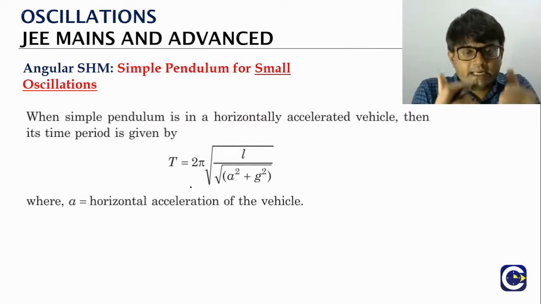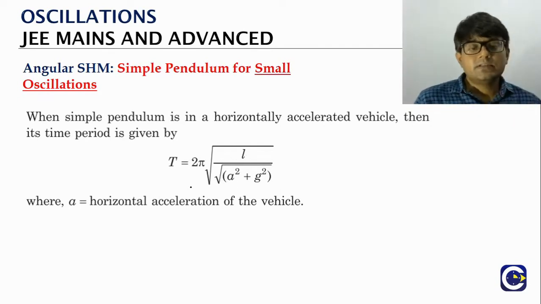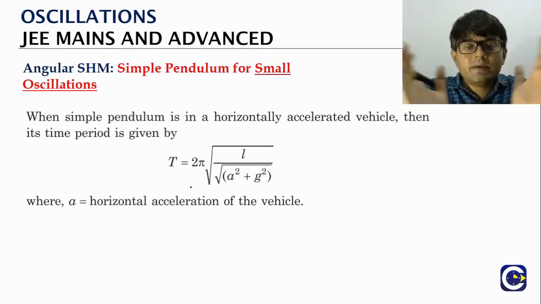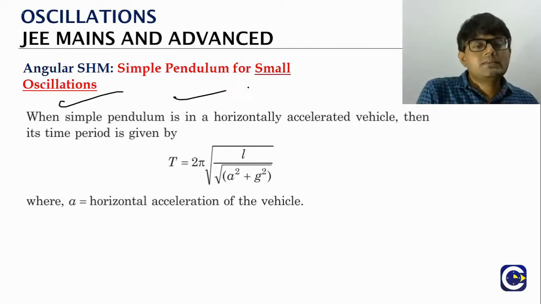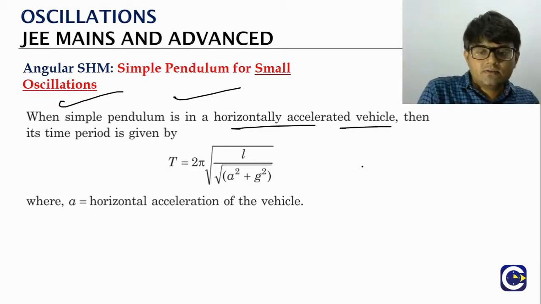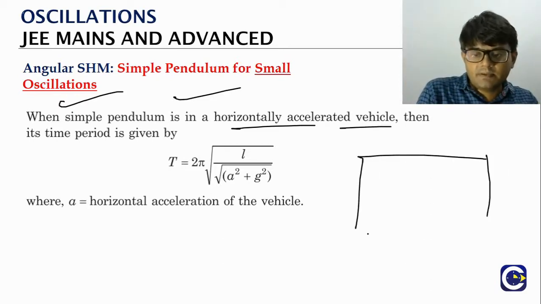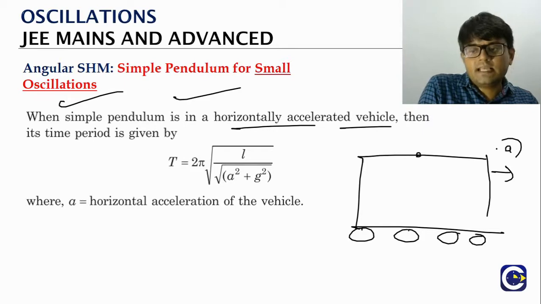Okay. Now, we can also have cases where the net acceleration of the bob can be changed by keeping the pendulum in a setup. Look at this. If you have a simple pendulum which is inside a horizontally accelerated vehicle. So we are keeping the setup in a vehicle which is horizontally accelerated. Let's say the acceleration value is a.